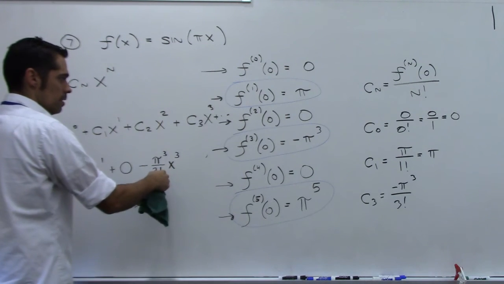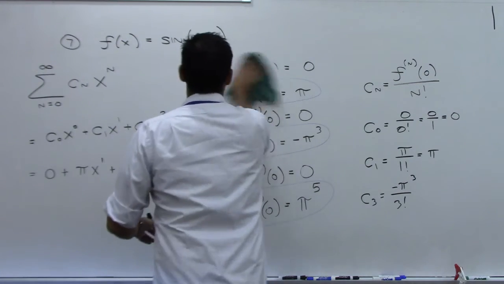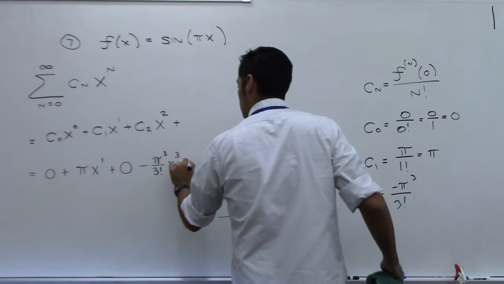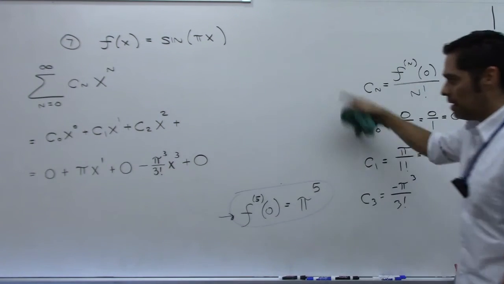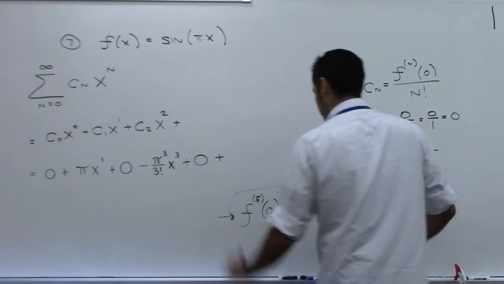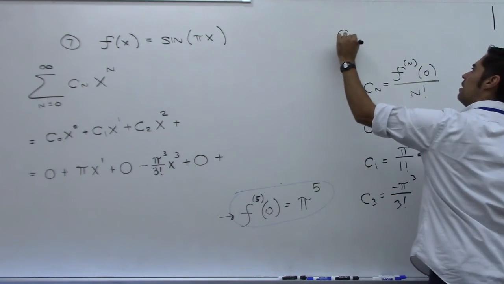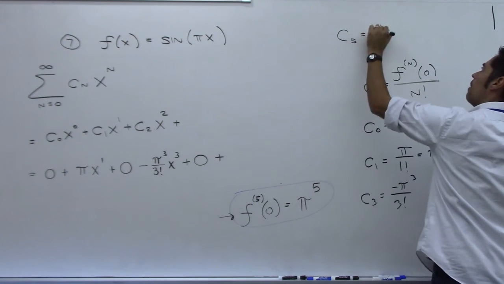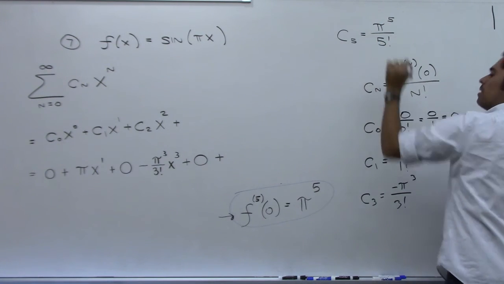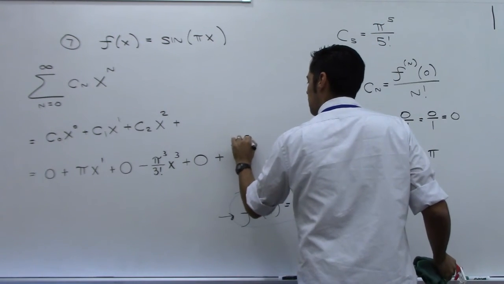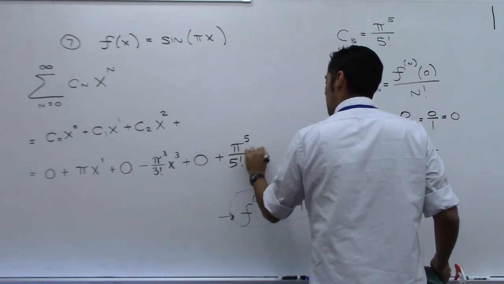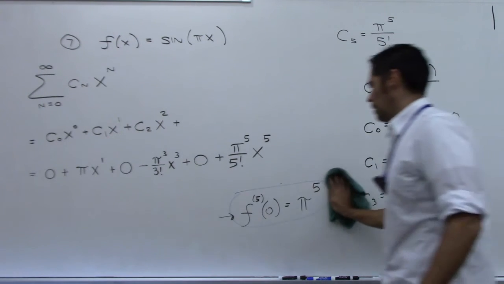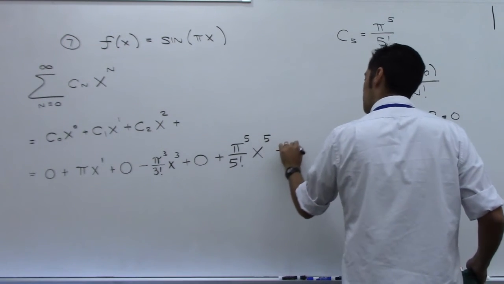So that's this one. And now I need to keep going to try and really get this thing under control. The fourth one is going to be 0 because we knew that from all the evens being 0. The fifth one, c sub 5, is going to be the fifth derivative at 0, which is pi to the fifth over 5 factorial. So that's pi to the fifth over 5 factorial, and then x to the fifth. And what do we think the next one's going to be? For 6, it should be 0.